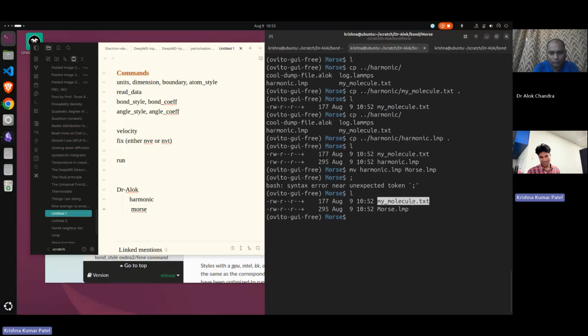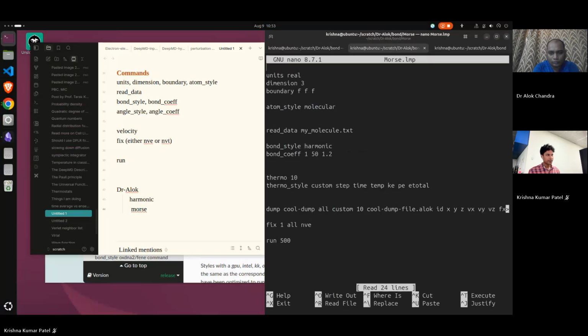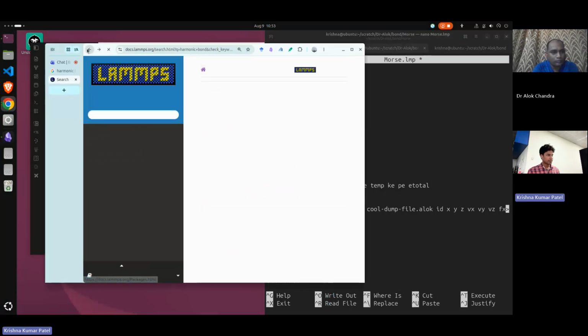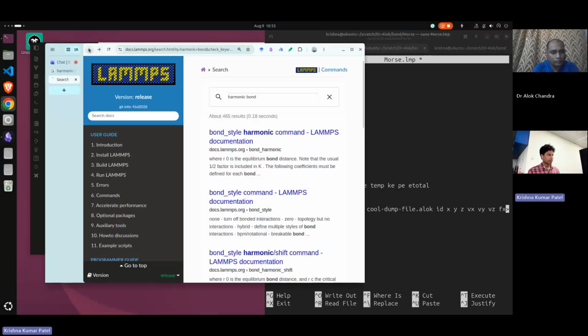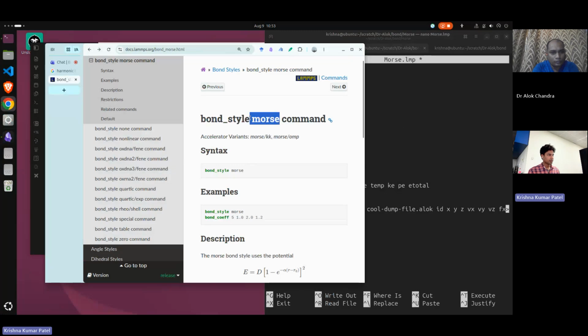The data file will not change, right? Because the structure is same. We just have to change the force model. Right. So let's go and edit this Morse file here. Bond style, we will change that to Morse. Let's look at this actually. What LAMMPS command is here. Bond style Morse, exactly that is how we are supposed to write.